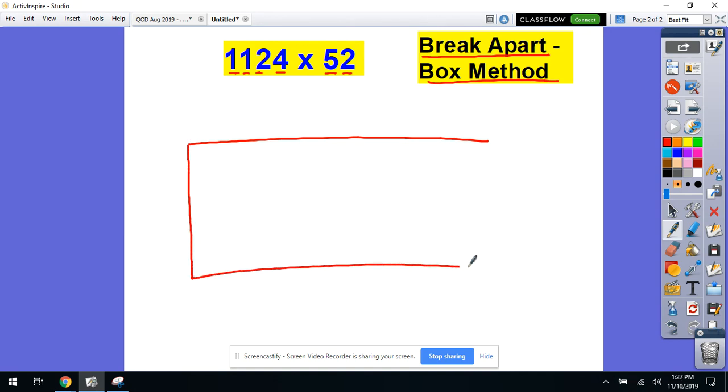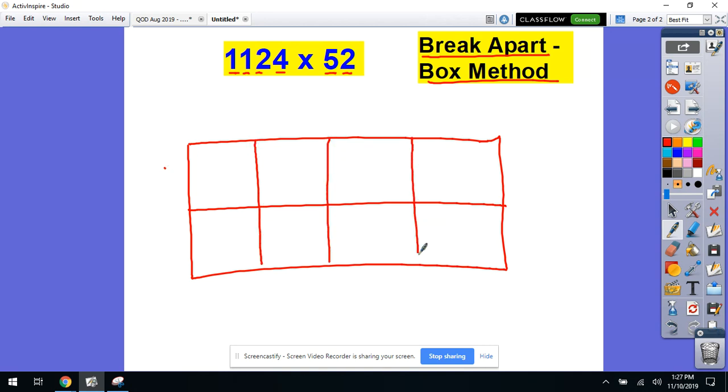So I know I'm going to break this apart. I'm going to break this one going this way into 2 sets because this is my 52. And then I need to have this broken apart in 4 ways. Okay, so at the top, I see 4 boxes, right? This is 1,124. So let's break that number apart.